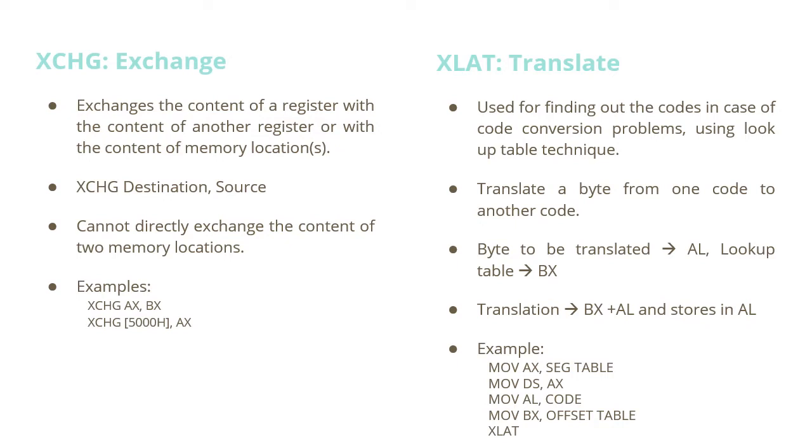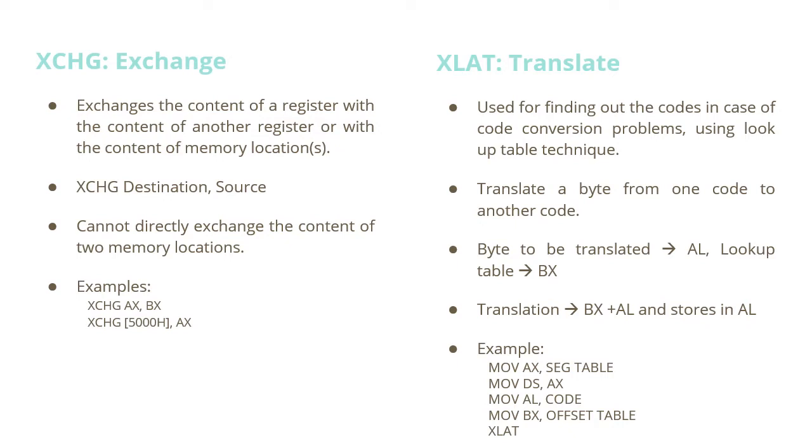Next we have the XLAT instruction or the translate instruction. This instruction is used for finding out the codes in case of code conversion problems, and this is done by making use of lookup tables. So suppose we have to translate a byte from one code to another code, that is from a source code to a destination code. In that case we can make use of the XLAT instruction. Now the byte that is present in the source code has to be loaded into AL, and there has to be a lookup table which will have all the set of codes in the destination format.